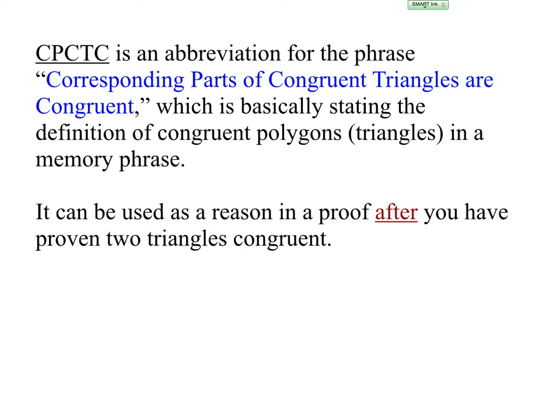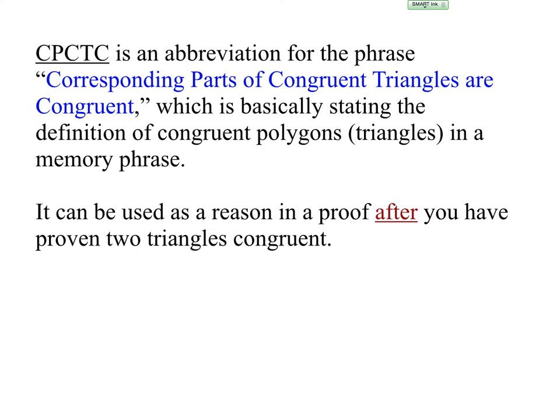If 2 triangles are congruent, then all their corresponding parts are congruent. And we're just abbreviating that by saying corresponding parts of congruent triangles are congruent, CPCTC. So this is an abbreviation for that phrase, which is basically stating the definition of congruent polygons, or specifically triangles, in a shortened version, so that we can make it more convenient to write. We're going to use it in a proof after you get 2 triangles congruent.